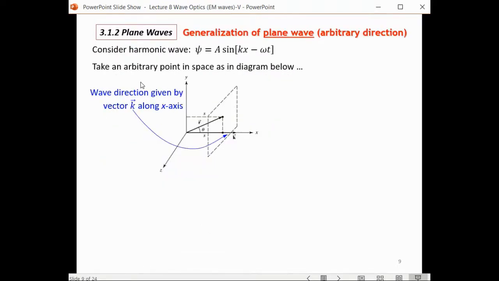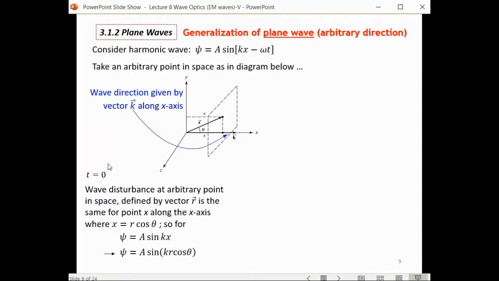Here we would like to consider a plane wave that travels in an arbitrary direction k. The harmonic wave is given by psi equals A sine kx minus omega t. We shall take an arbitrary point in space, as shown in this diagram here, where the propagation vector k is in the x direction, and we shall take time equals to 0.